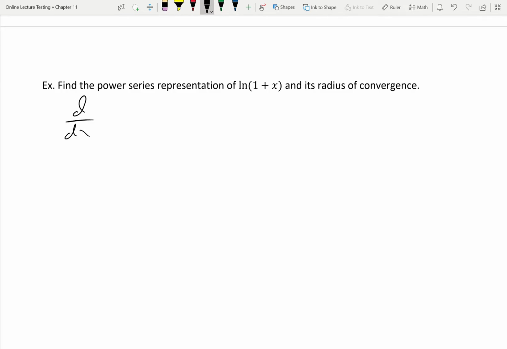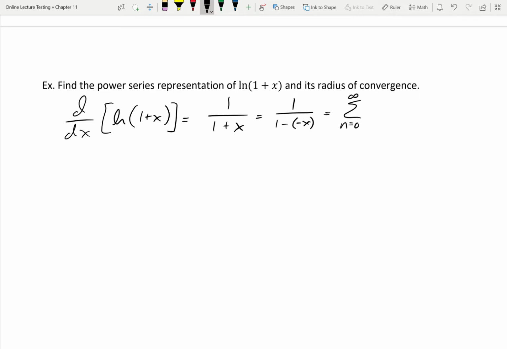So let's take the derivative of the natural log of 1 plus x. Well, this is equal to 1 over 1 plus x. So now I can rewrite this. This is going to become 1 over 1 minus negative x. So this is the series as n goes from 0 to infinity of negative x to the n. So it's an alternating series. This is going to look like 1 minus x plus x squared minus x cubed plus so on.